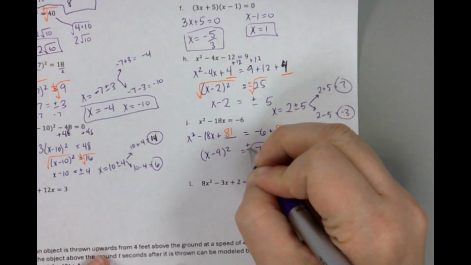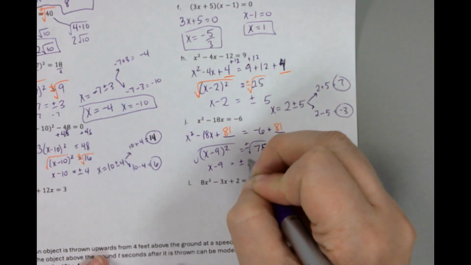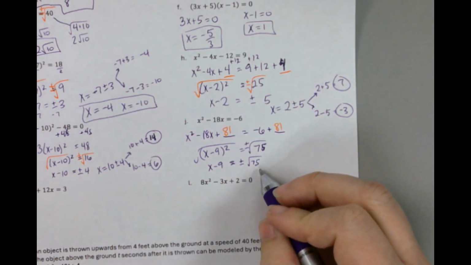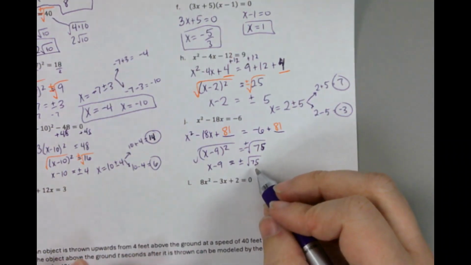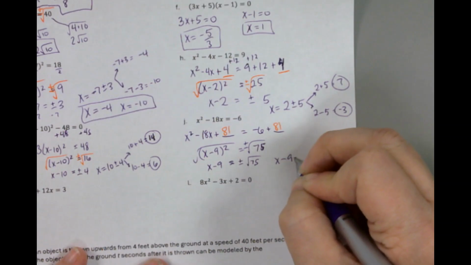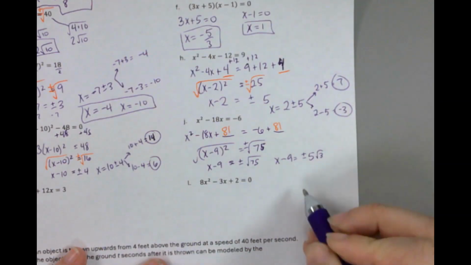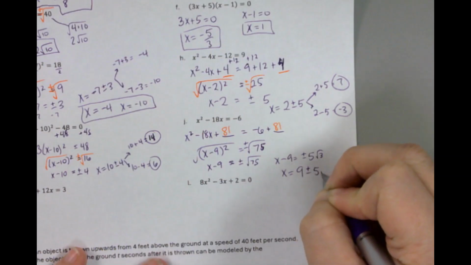We're now going to take the square root. X minus 9 equals positive and negative root 75. We can simplify the square root of 75. It's 25 times 3. Square root of 25 is 5. So we have x minus 9 equals positive or negative 5 root 3. We're going to add the 9 over. X equals 9 plus or minus 5 root 3.